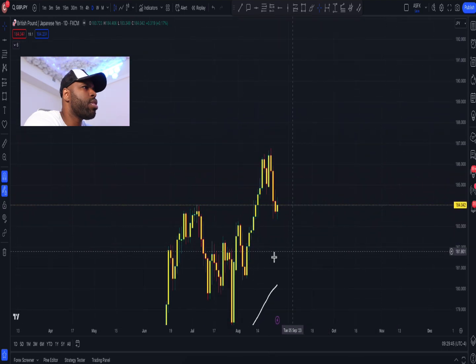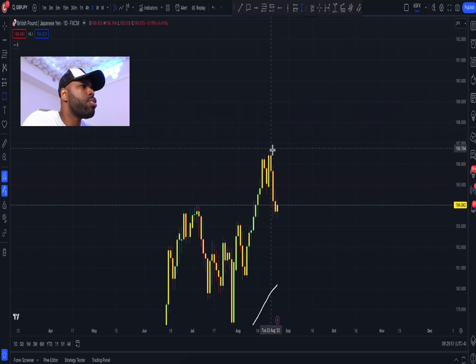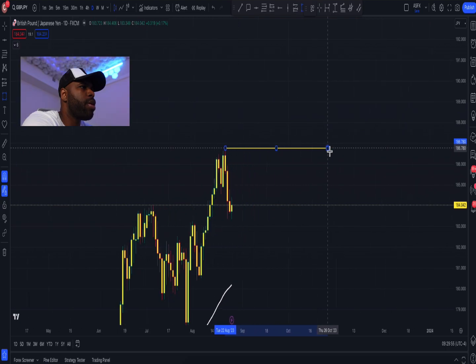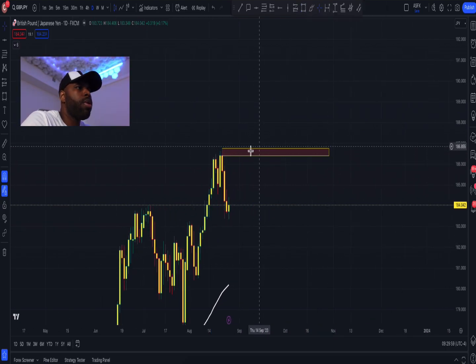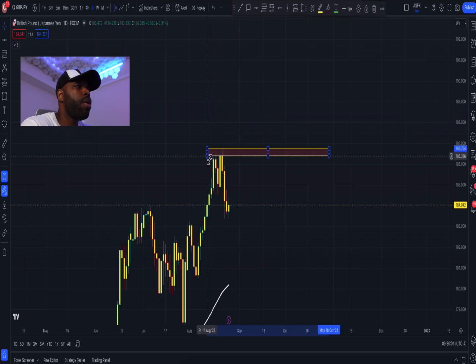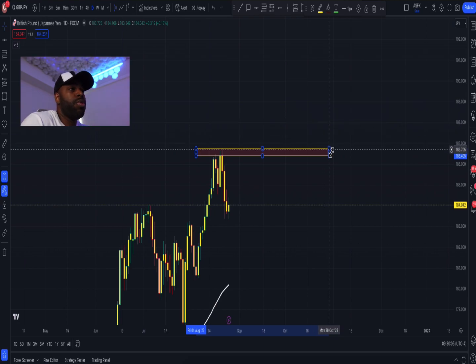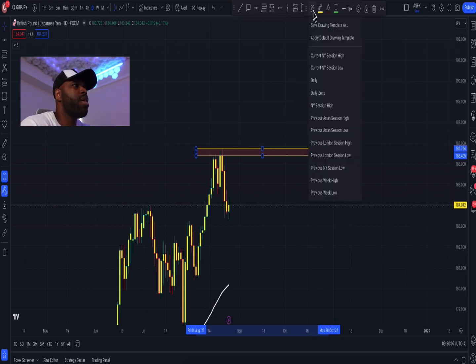So I'm going to select my rectangle tool here, and I'm going to start from the wick to the body. I'm going to draw it from the wick all the way down to the body. There we go. Now you can have it at whatever color you want. It's really up to you. It's your preference. But I have a template saved.